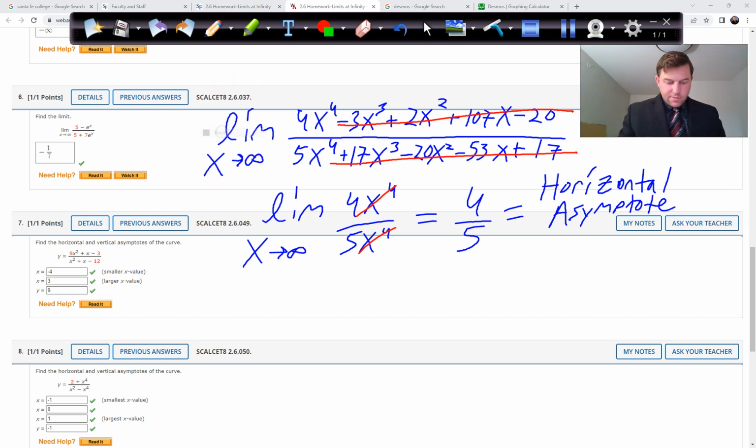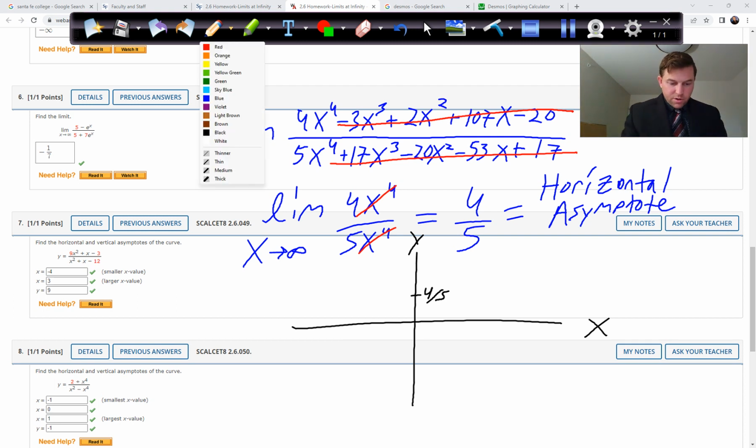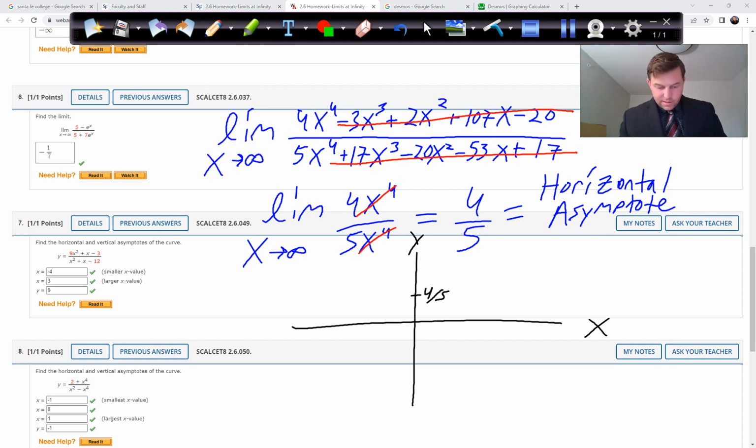So in our graph, we find the y value, 4 over 5, let's say it's right there, and we put a horizontal dashed line in it that goes through that point.